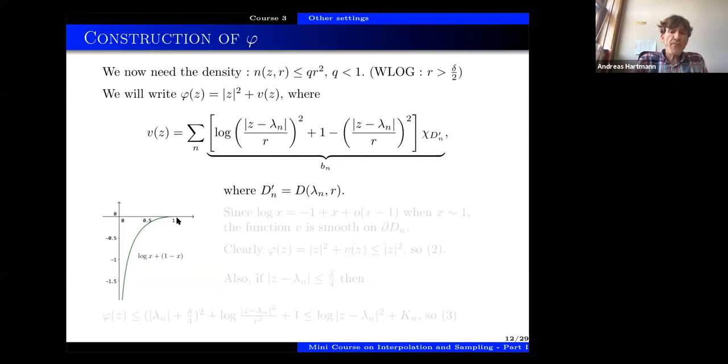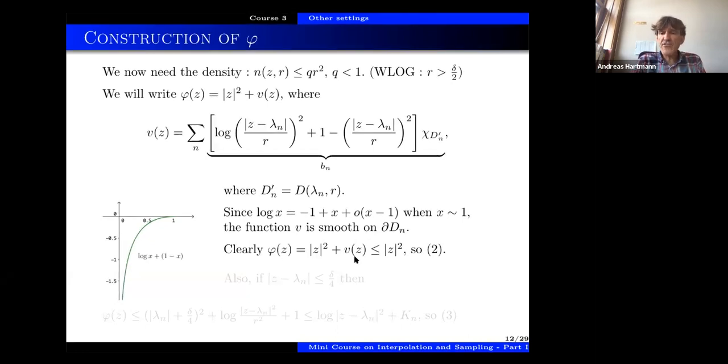Okay, so we also observe that this function log x plus 1 minus x goes smoothly to 0 at 1. This is an important observation, because this means that the Laplacian of v will not have any weight here. At some point we have to compute the subharmonicity of phi, and so we have to compute the Laplacian of phi, and we know the Laplacian of z squared is essentially 1. And then we have to compute the Laplacian of v, and we don't get a contribution from this point. That's what is written here.